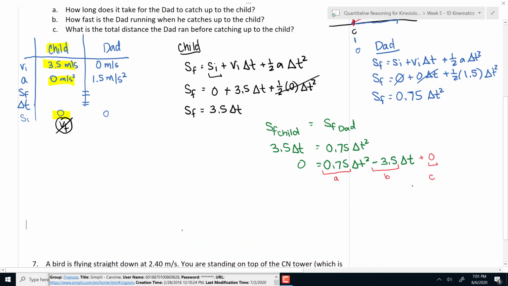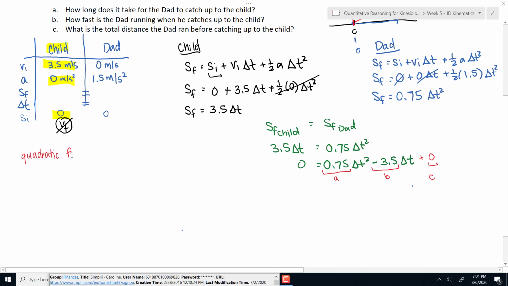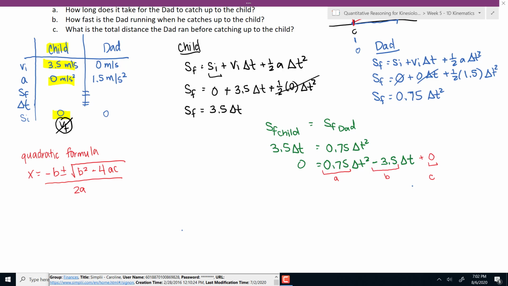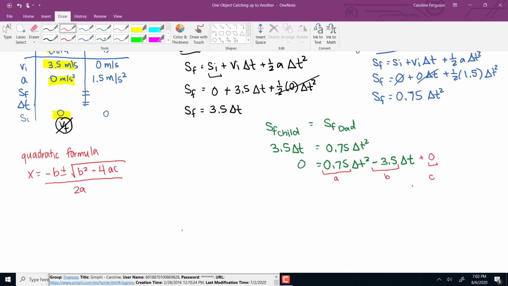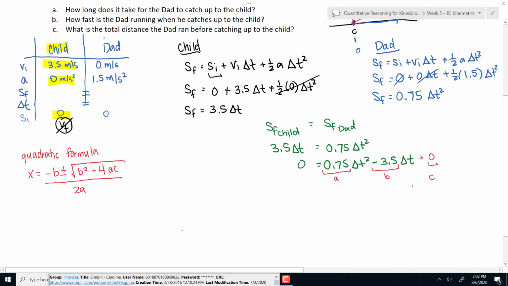Okay, so we're going to use the quadratic formula. And just as a refresher, this is the equation. x equals negative b plus or minus the square root of b squared minus 4ac all over 2a. Okay, so that's the general quadratic formula. That's when you're looking for a variable that's called x. In this case, the variable we're looking for is delta t. So we're just going to rewrite the quadratic formula, but instead of x, it's going to be delta t.